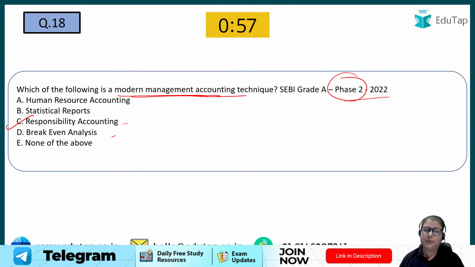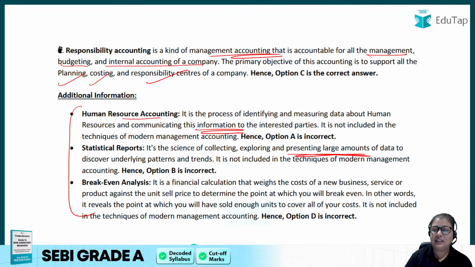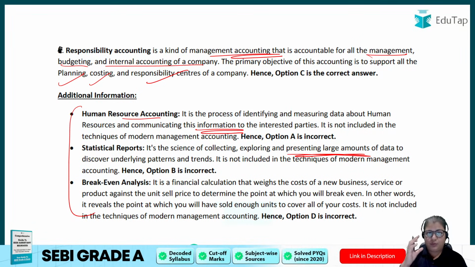Everybody gets confused between human resource accounting and responsibility accounting, but responsibility accounting is the correct answer, because human resource accounting is basically data about the employees or the labor that has been working in the organization.